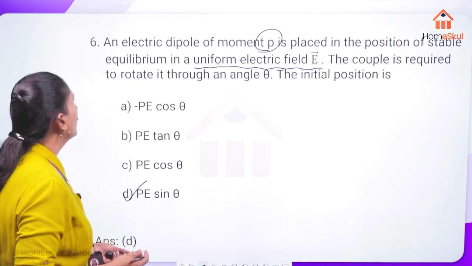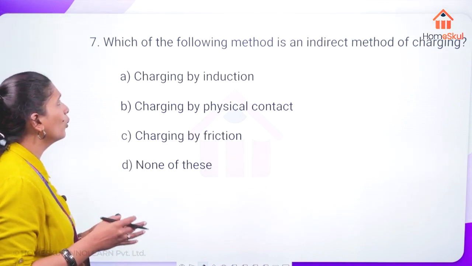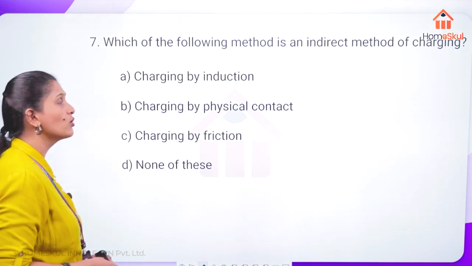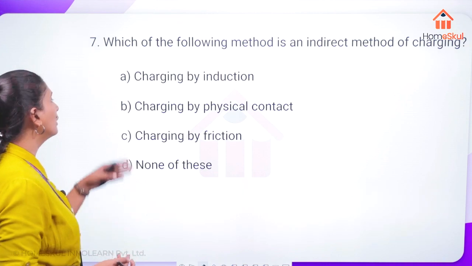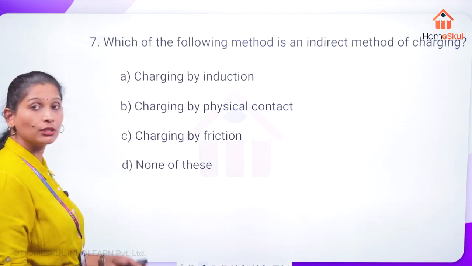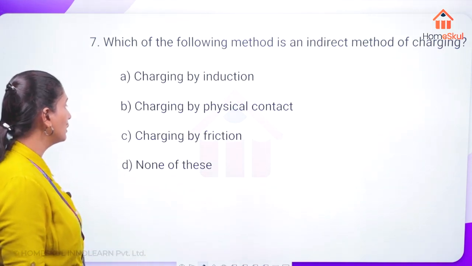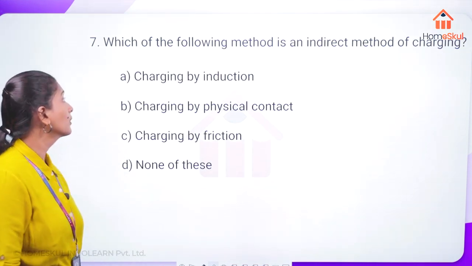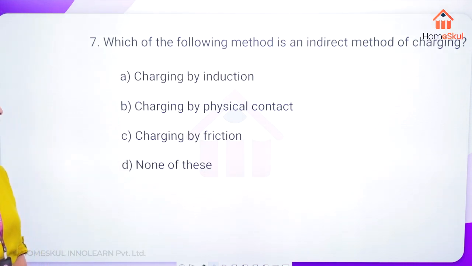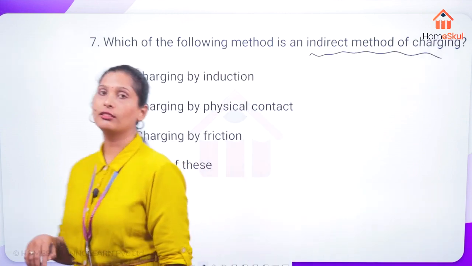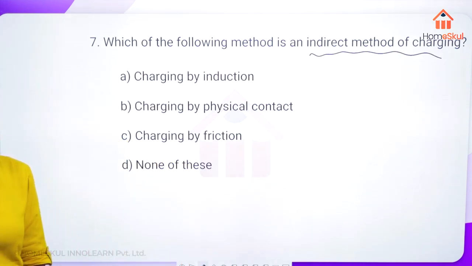Okay. Now, which of the following methods is an indirect method of charging? You know that we can do charging in many different ways, and you have been given 3 of them. And the last option is that none of these is considered to be an indirect method of charging. So you have to decide whether none of them is indirect or one of them is indirect. There is charging by induction, charging by physical contact, charging by friction, and they have told none of these is an indirect method. And you want an indirect method of charging, not a direct method. So yeah, now tell me.